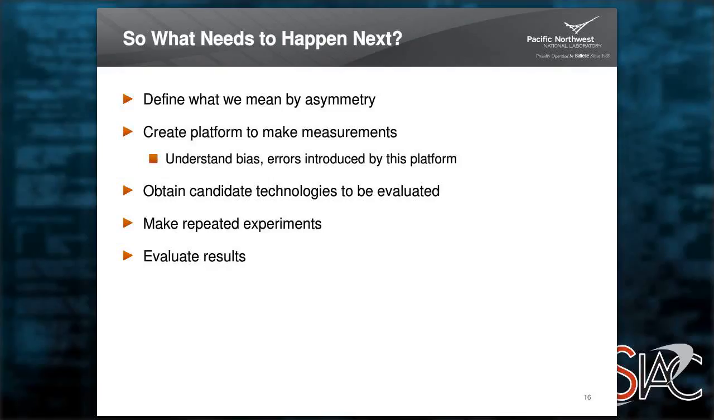What do we mean by asymmetry? We've had a couple of workshops and meetings where we worked with various folks from across the community. We're hosting an international workshop. We just did one. We're doing another one in October called Safe Config, where we're looking at some of the economics of resilience and asymmetry. And then we need to do what we've already been focusing on: make this platform real and start making measurements. We need to understand what that platform looks like. We need candidate technology. So we've built some, but we're much more interested in going out into the world and using what other folks have built and building some sort of phenomenological understanding about the properties of these things. Make repeated experimental measurements and then evaluate what's going on and try to see what we can come up with.